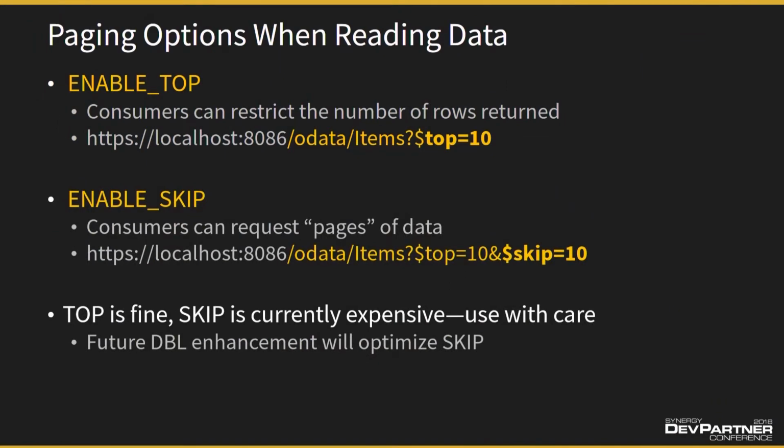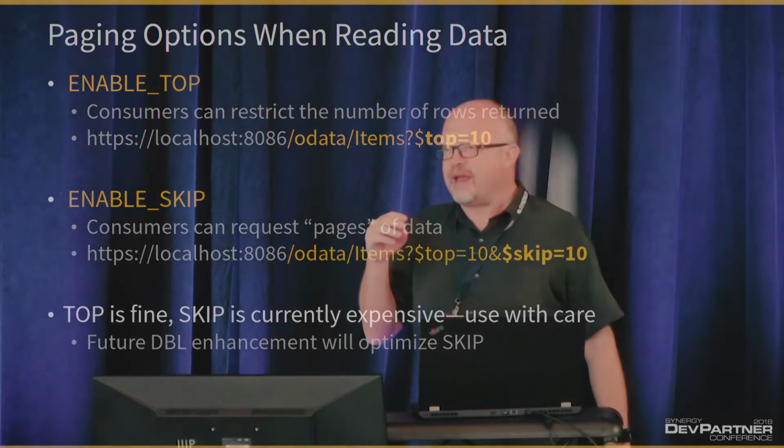There is also an enable skip. Top and skip are common concepts in the database world, right? This allows you to say, skip the first 10 and then return another 10. So now you can get the first page, the second page, the third page, the fourth page. Yes, it's not cheap to do that in ISAM right now because it is going to start at the top, read forward and find, so it gets more and more expensive the further you go.